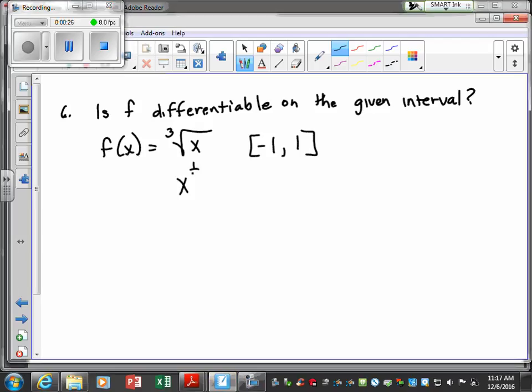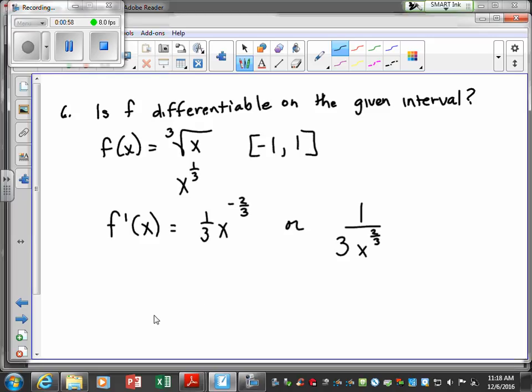X to the 1/3 power. So what is our derivative of this? 1/3 x to the 1/3 minus 1, which is negative 2/3 power, right? Or if I saw this, it would be 1/3 x to the 2/3 power. Okay? Or I can also have that in radical notation as well.